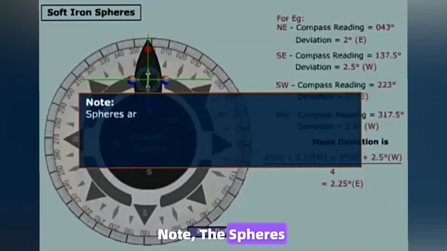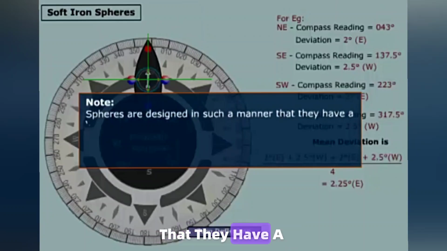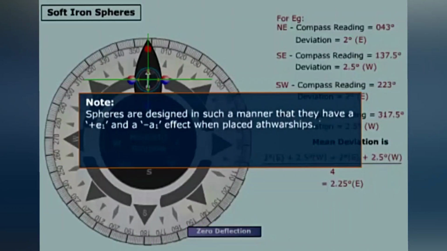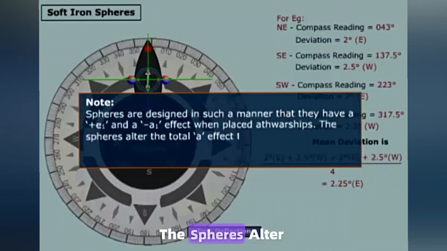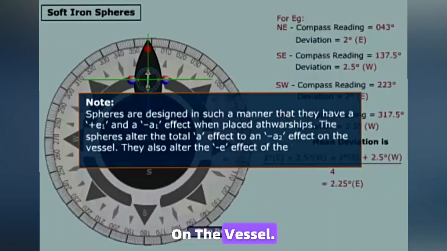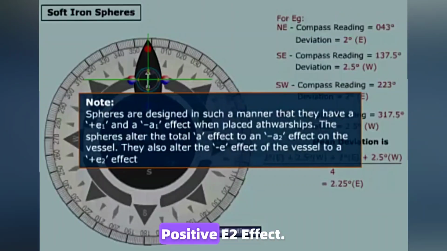Note: the spheres are designed in such a manner that they have a positive E1 and a negative A1 effect when placed athwartships. The spheres alter the total A effect to a negative A2 effect on the vessel. They also alter the negative E effect of the vessel to a positive E2 effect.